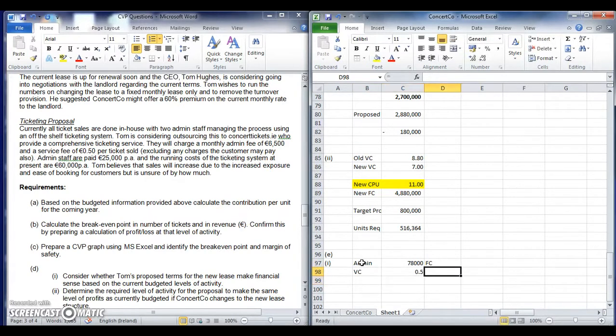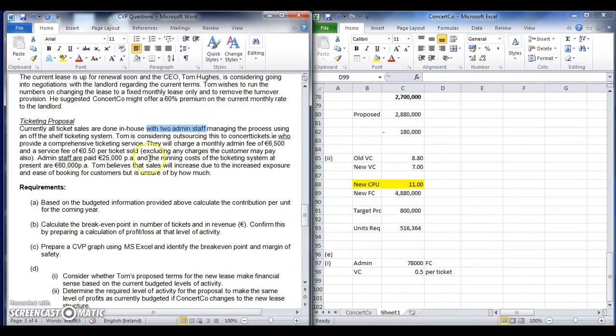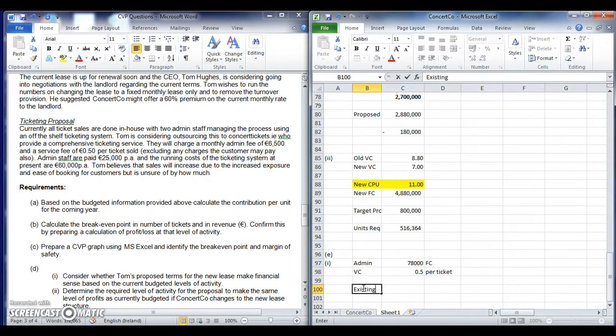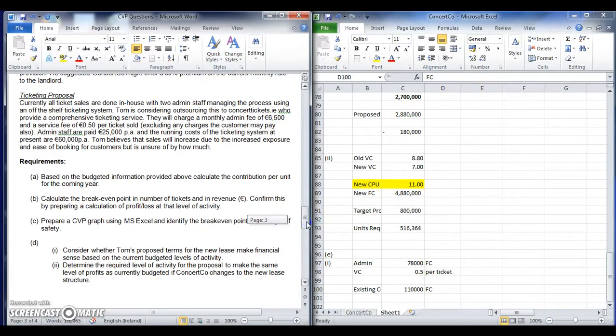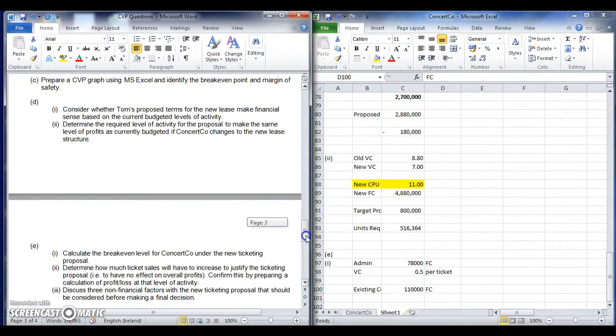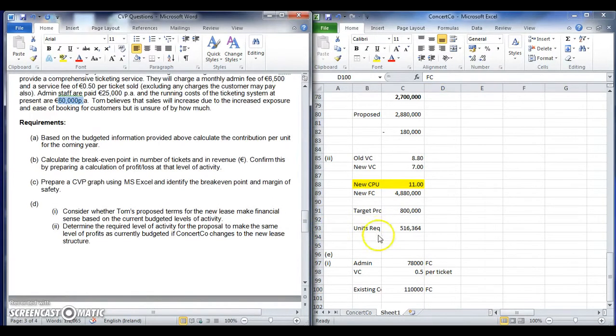of 0.50 per ticket. So again, you're transferring from what essentially was admin staff who were paid 25 grand per annum, and you have 2 admin staff, and you also had the IT system, which was 60 grand per annum. So the existing cost was 25,000 times 2 plus 60,000, and that was all fixed. So you're now changing from a fixed cost base to some variable element. Again, they're changing the type of cost structure to make it more flexible. So what is the new break-even based on this? Calculate the break-even level if the new ticketing proposal goes ahead.